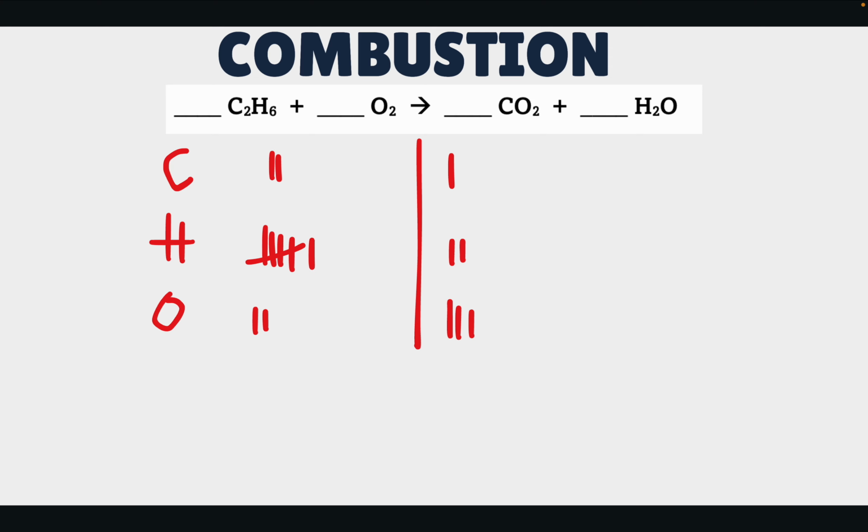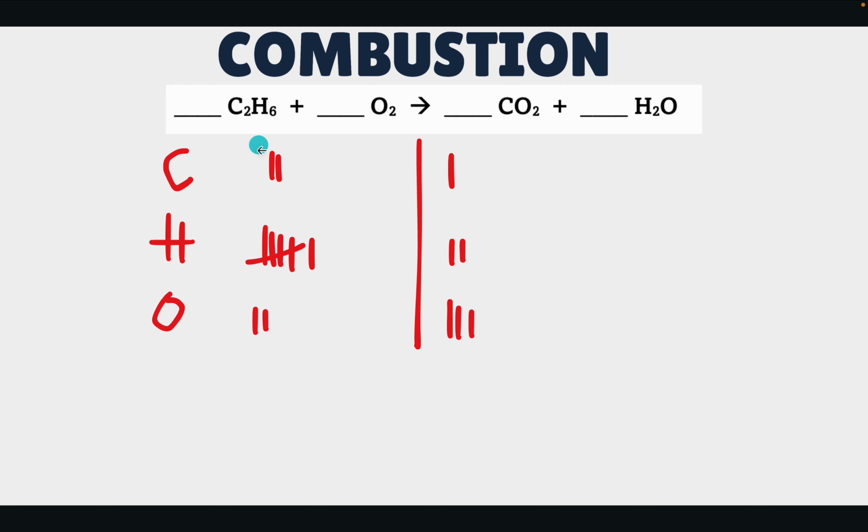Let's talk combustion. Combustion is a really hard type of problem to do because it's always just CO2 and H2O, and it'll just be some random arrangement of carbon and hydrogen. So you really have to try and figure out the best arrangement for each of these 3 elements. So let's count up each side here.